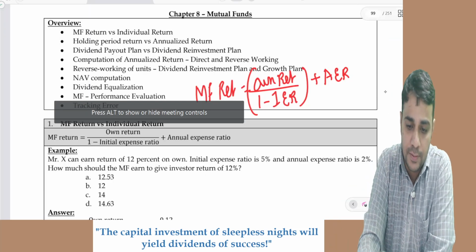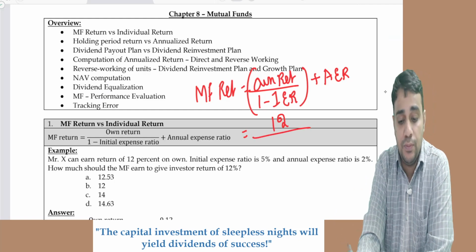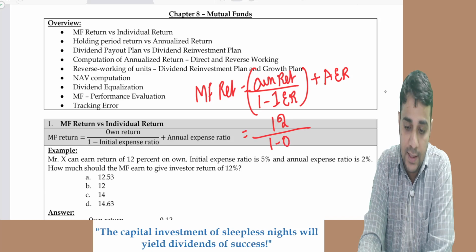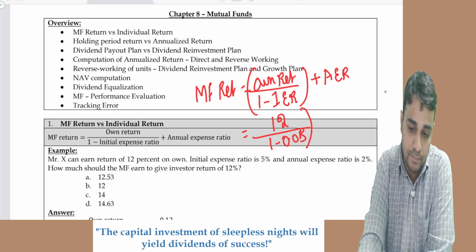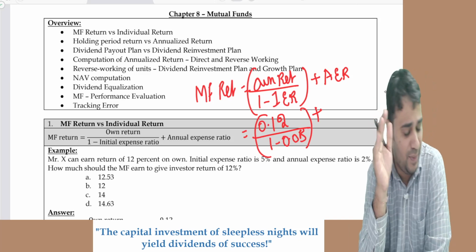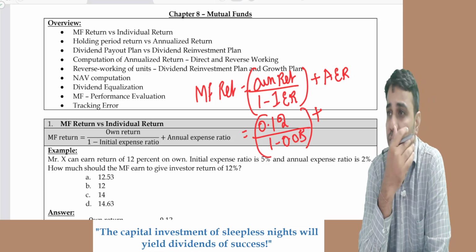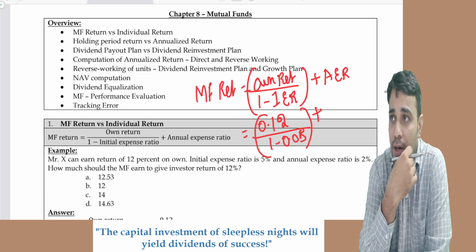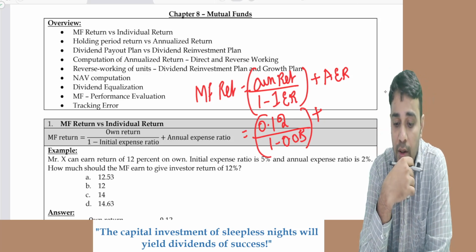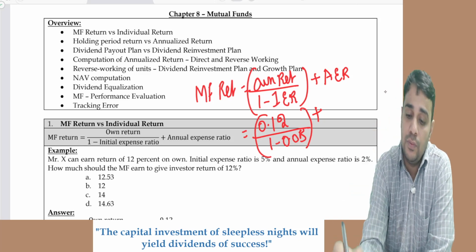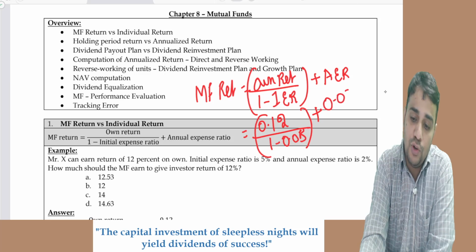Own return is how much here? 12. Initial expense ratio: 1 minus 0.05. 12 also, please write it as 0.12, not as a percentage, you will make a mistake otherwise. In the end, I'll convert. What is the annual expense ratio? 0.02.